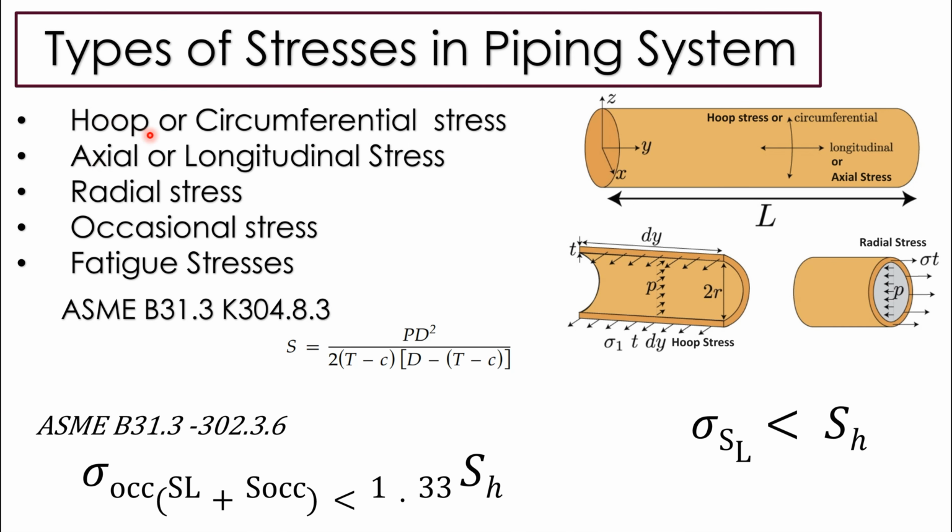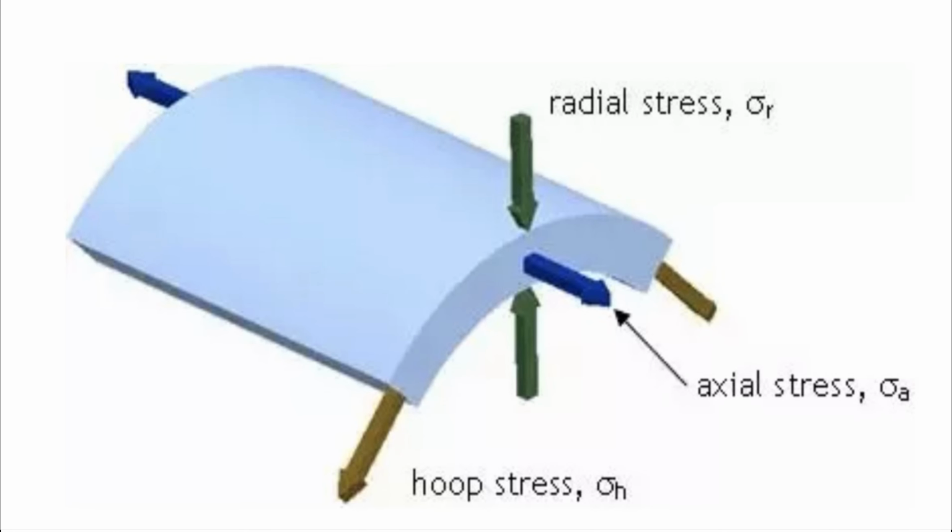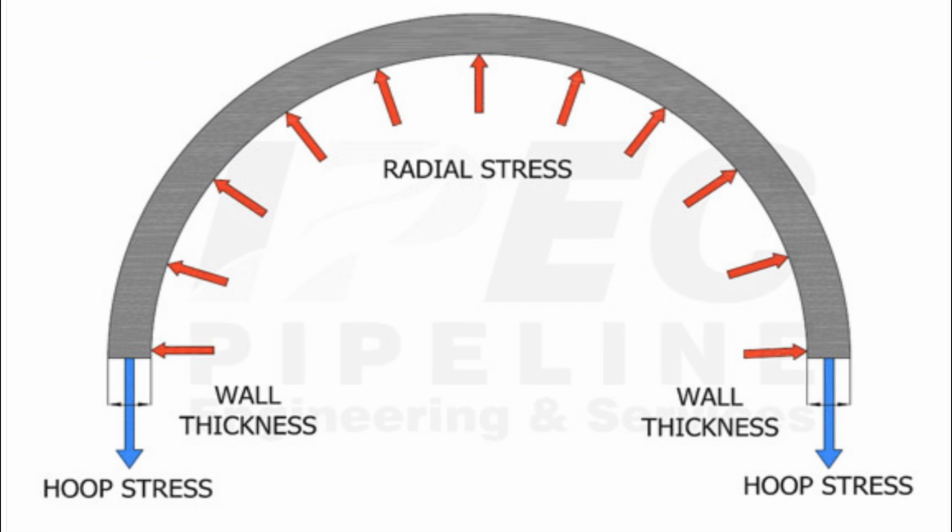Hoop stresses or circumferential stresses. As we discussed earlier, due to internal pressure in a pipe, three types of stresses are produced. The stresses produced in a pipe due to internal pressure of the pipe are hoop or circumferential stresses. Second is axial or longitudinal stresses. And third one is radial stresses.